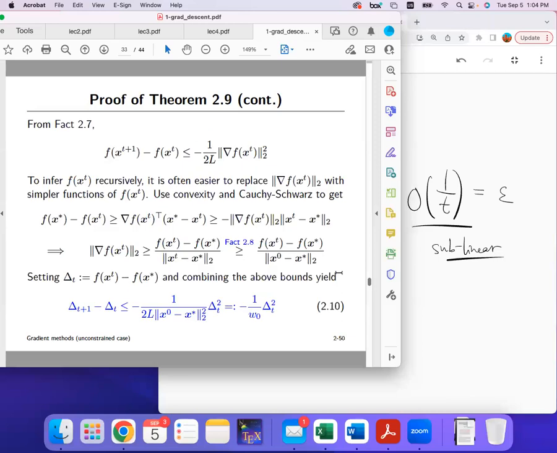So you see the key is to establish this recursion, based on the smaller results that we have proved. One is that the function value is decreasing, and one is that the distance is decreasing.